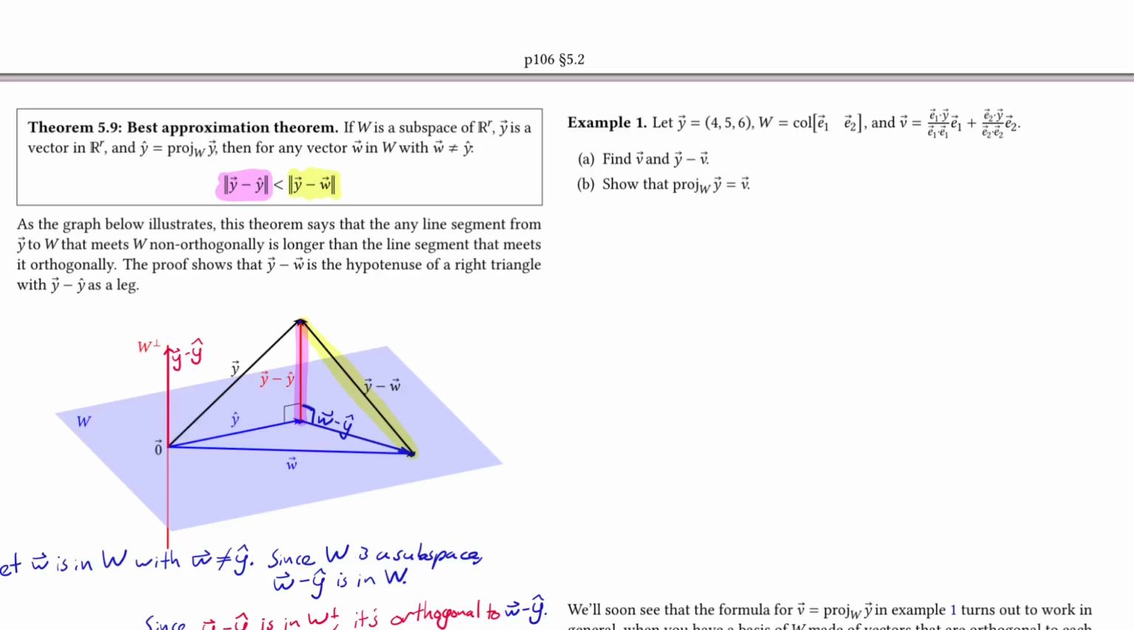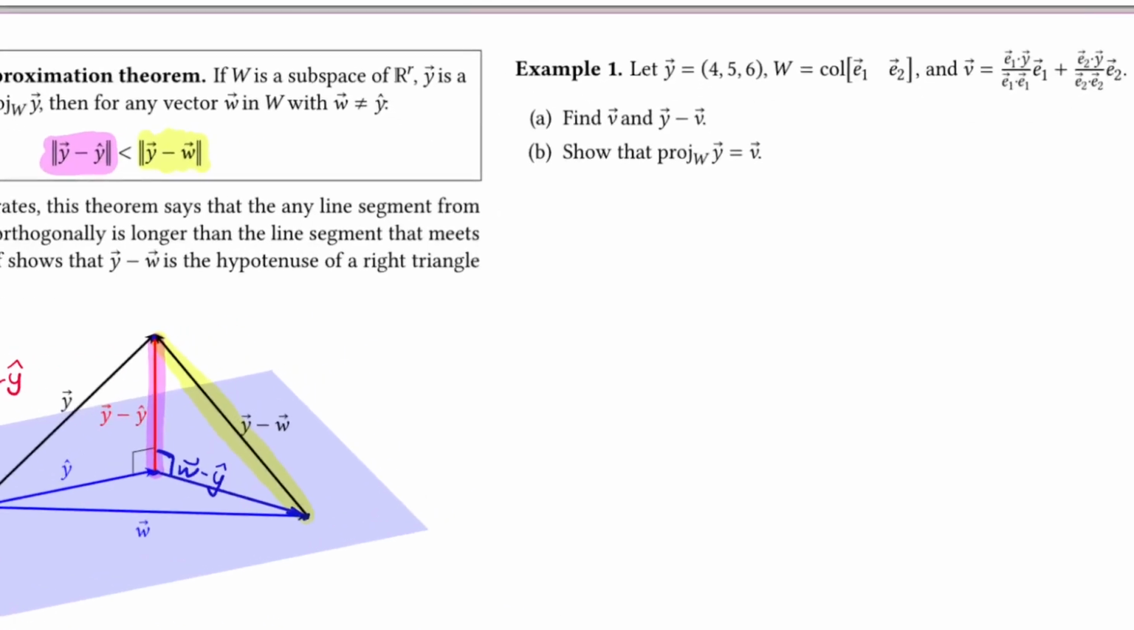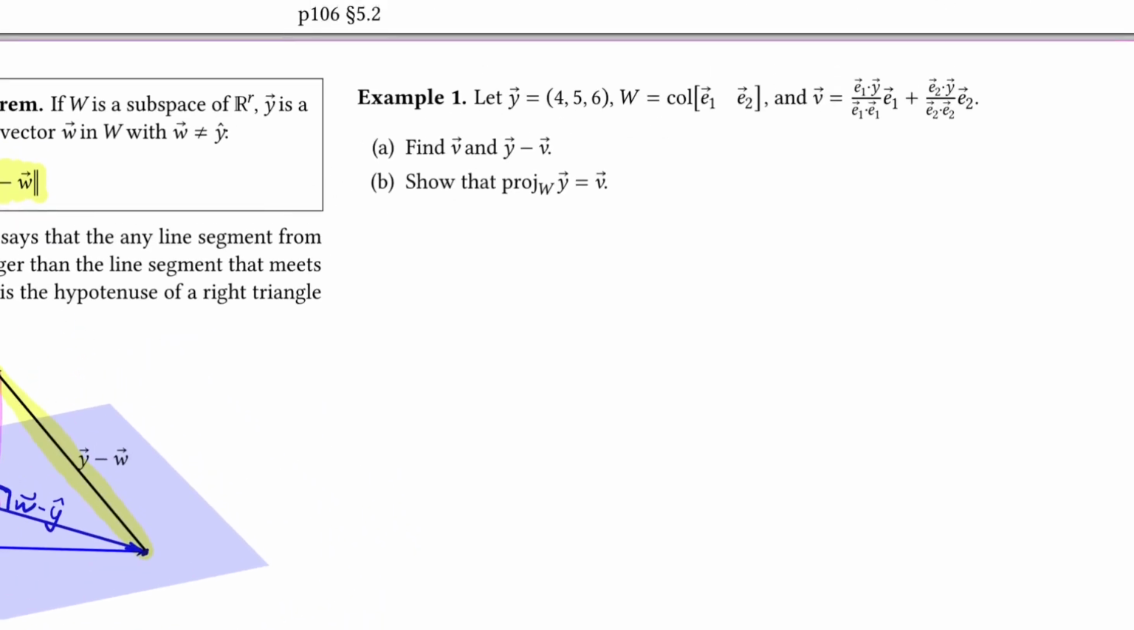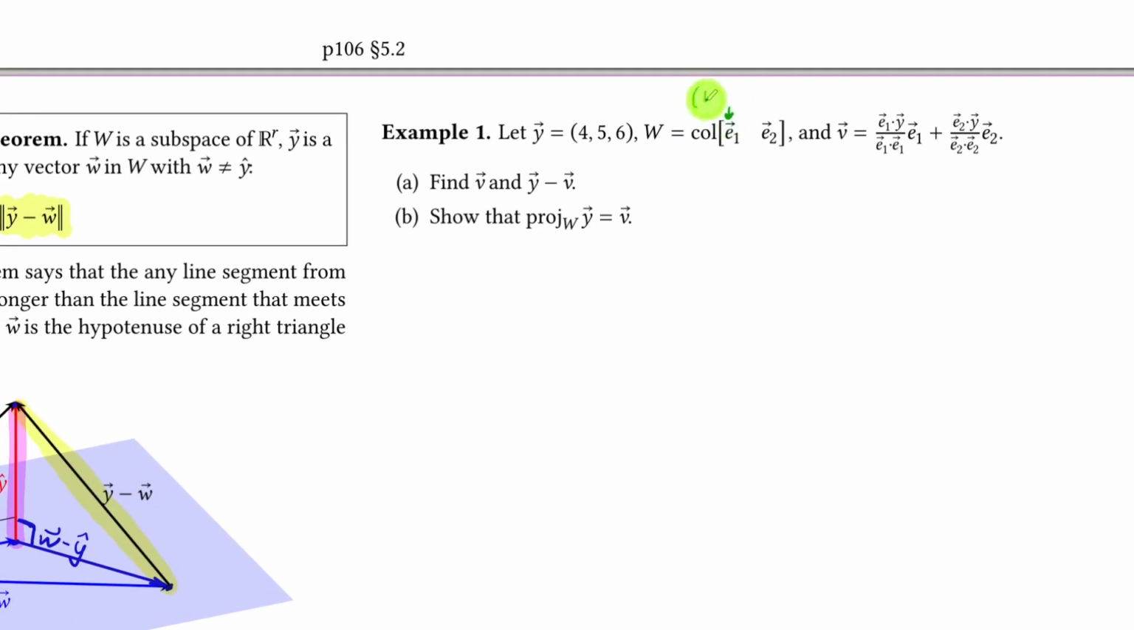Okay, let's look at example 1 here, our first actual example of a real projection. We're going to take this vector in R3, the vector 4, 5, 6, and W is just going to be the x1, x2 plane, the xy plane, because it is spanned by the vectors e1 and e2. So the set of all linear combinations of these two vectors.